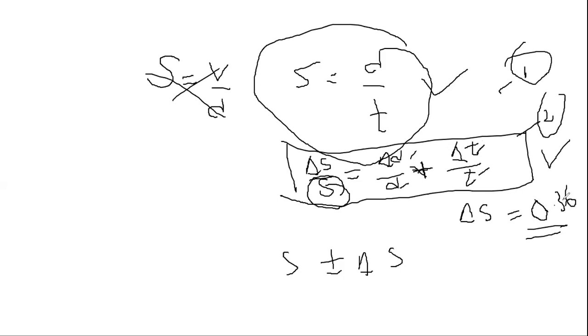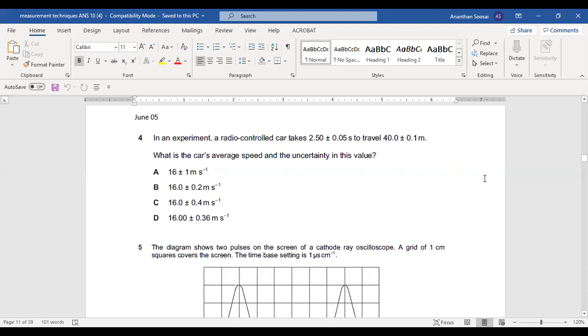S, what do you got? Changes of S 0.36. S, you get how much? You got 16. So 16 plus minus 0.36. But anyway, I go back to the question. What should the answer be? Which one is the answer? Is it D? C.